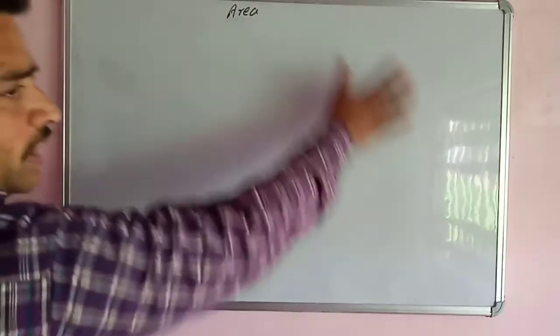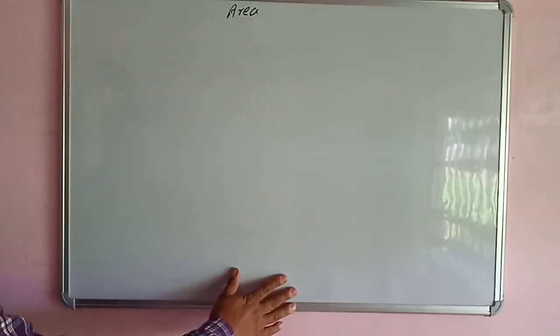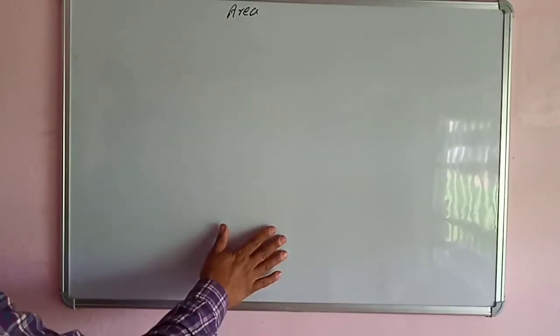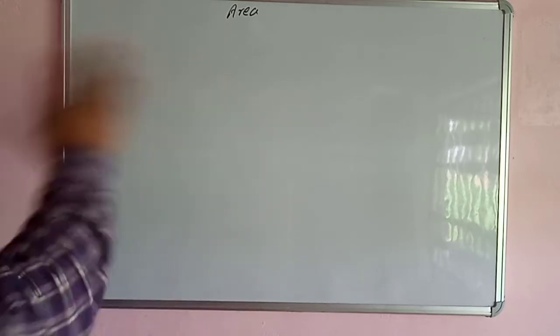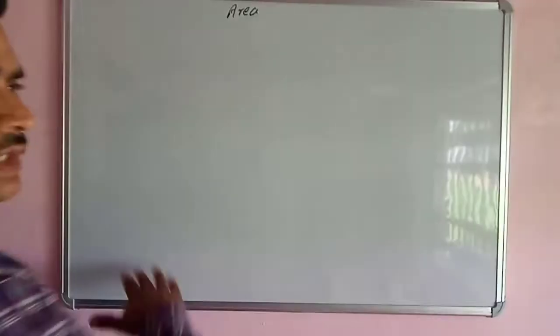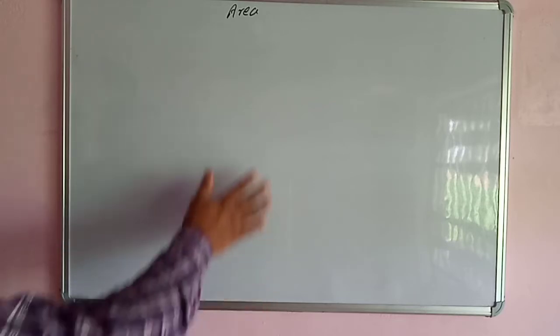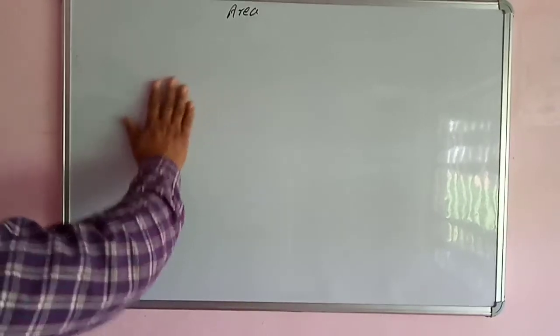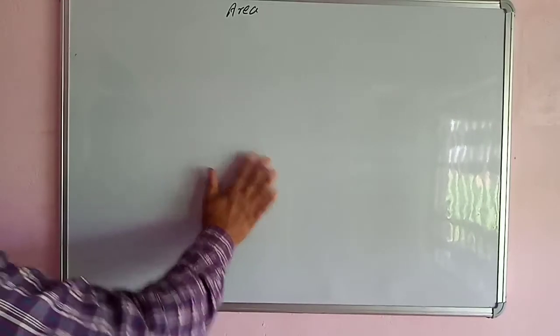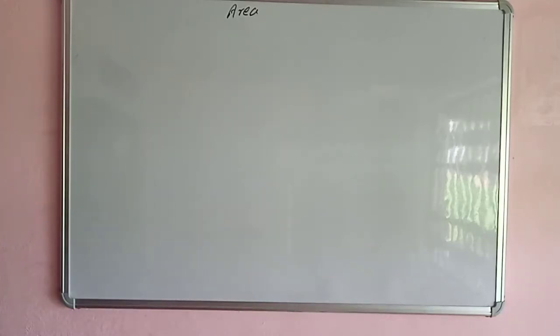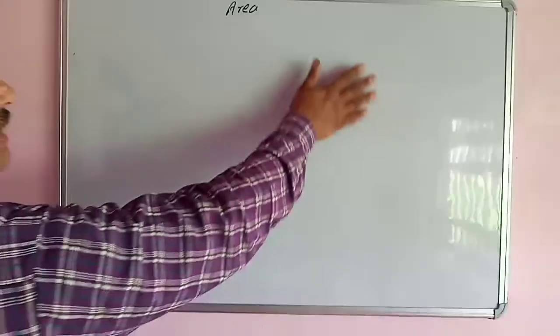Suppose we have this whiteboard and we are going to find the area of this board. So how can we find it? What is the area? First of all, what is the perimeter? The sum of the boundaries of a closed figure is called perimeter. Now area: the measure of the surface enclosed by a closed figure is called area.